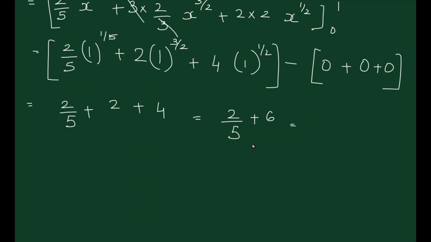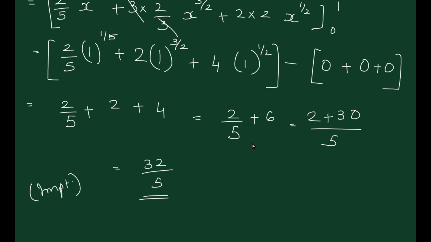So we get 2 plus 30 upon 5, and so our answer comes out to be 32 upon 5. Consider this sum as an important sum. It can be asked for at least 4 marks in the exam.